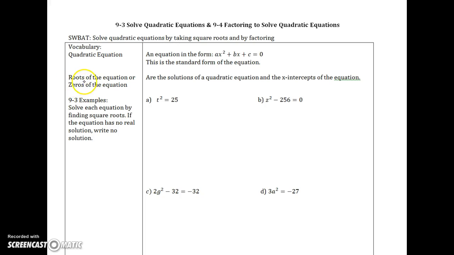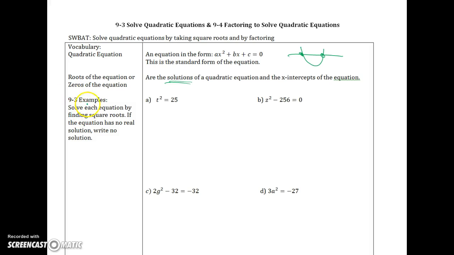So a little bit of vocabulary. Roots of the equation are also known as zeros of the equation. Those are basically the solutions of any quadratic equation and the x-intercepts of an equation as well. If you were to graph it, you'd have possibly a parabola that looks like this, and it would hit the x-axis at 2 or 1 point, or maybe not at all, but the x-intercepts are also known as roots and zeros. Basically, they are the solutions when you solve a quadratic equation. 4 different ways to say the same thing: x-intercepts, solutions, roots, zeros. Sounds a lot more complicated than it is, but it's actually quite user-friendly.